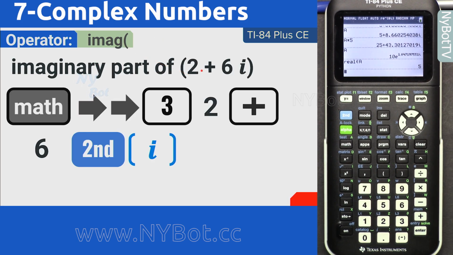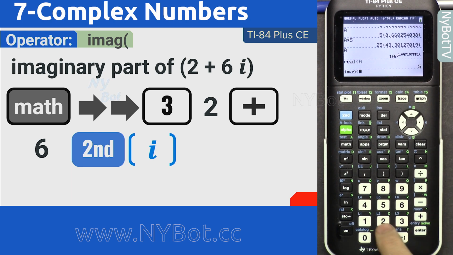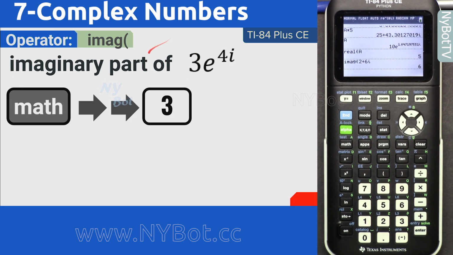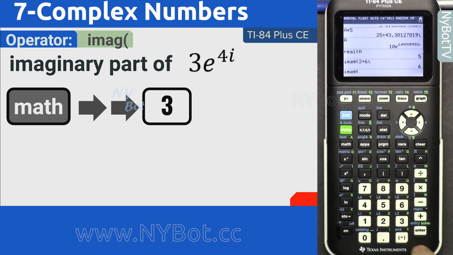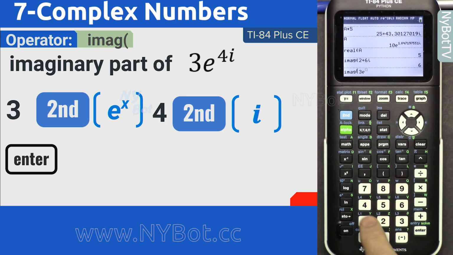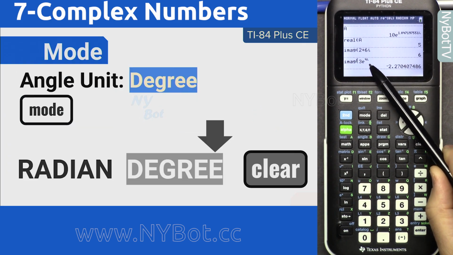value in rectangular format, and the real part is 5. And the imaginary part of 2 plus 6i, math, complex, 3, that is imaginary, 2 plus 6, second function, i, and enter. That's the imaginary part of this expression. Imaginary part of 3 e to the power 5i, math, imaginary, and 3, second function, e, 4, second function, i, and enter. That's the imaginary part of this complex polar format.